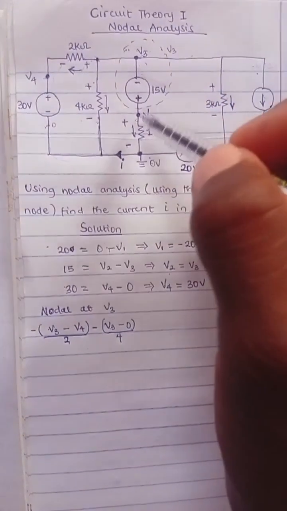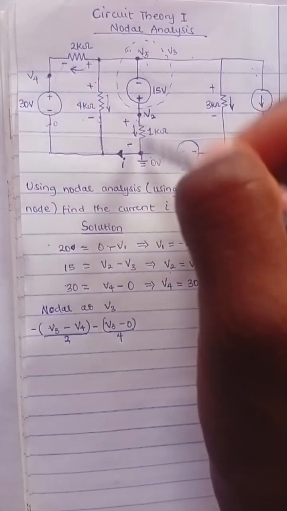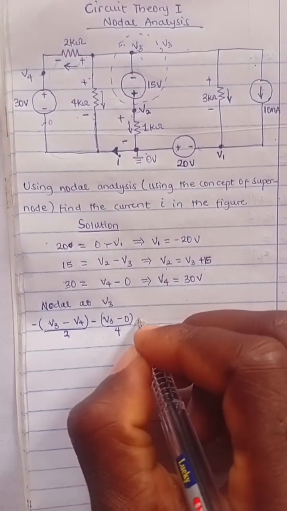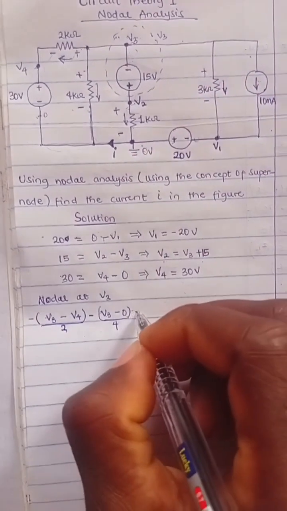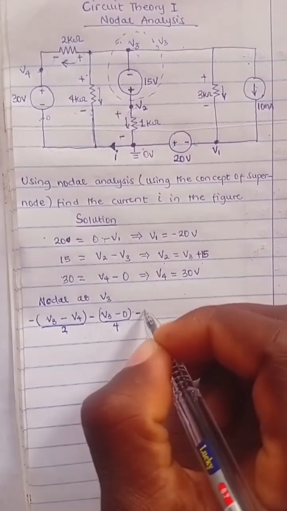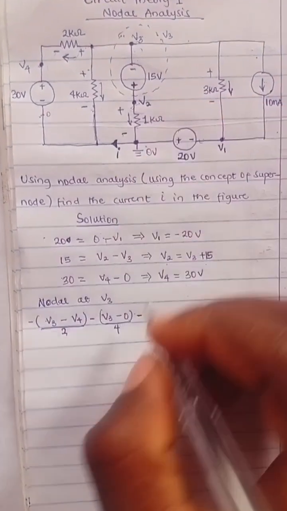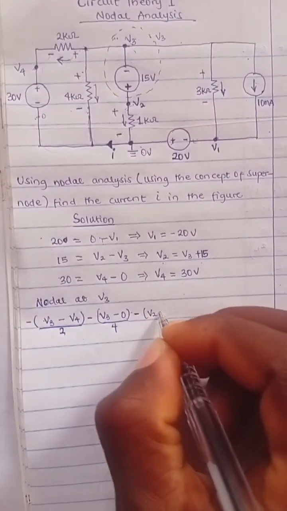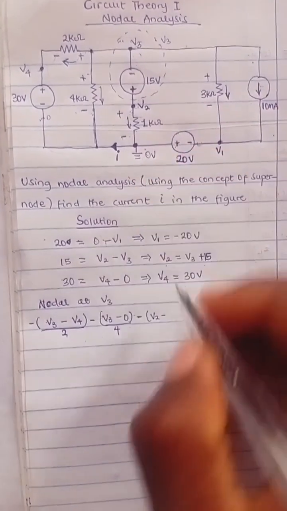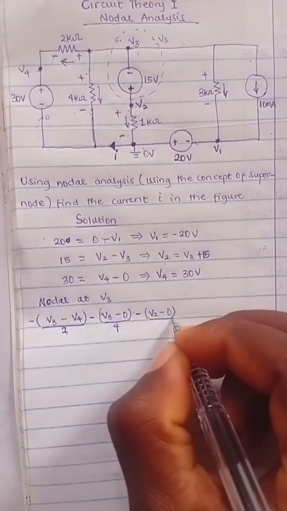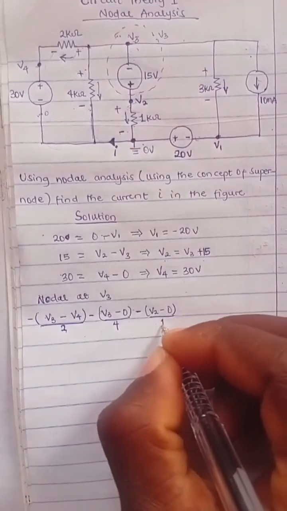Then the next is this current leaving, this very current here, and that would be equal to voltage at the positive side, which is minus, because since it's leaving, we'll give it a negative sign. Voltage at the positive side is equal to V2 minus voltage at the negative side, which is ground, 0, divided by your resistance, which is 1, right?